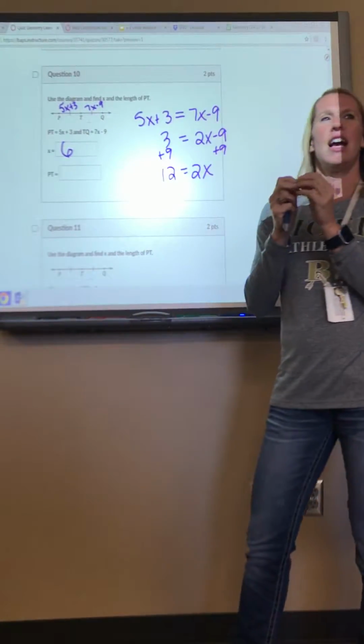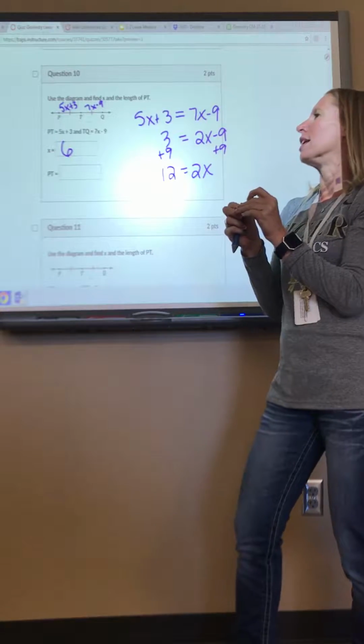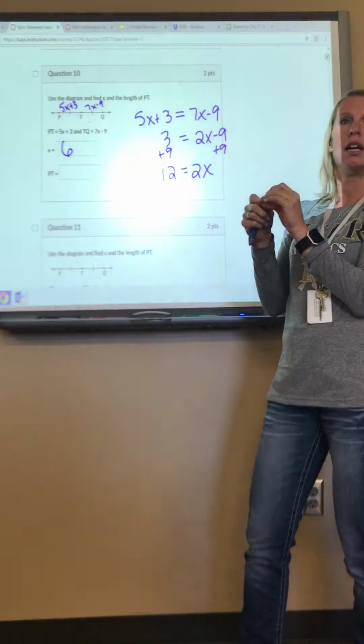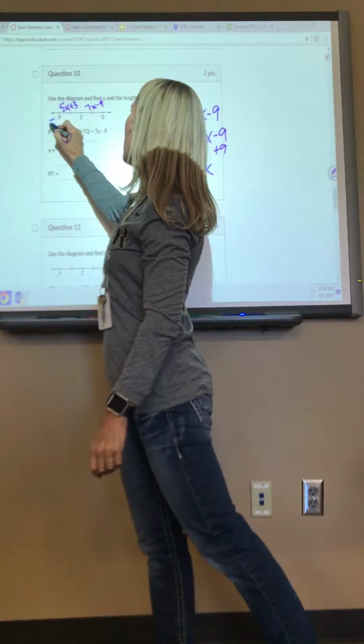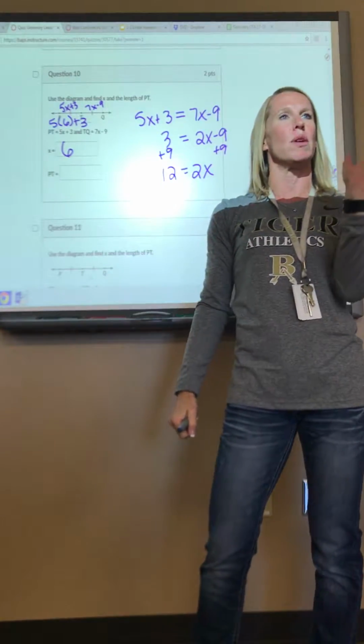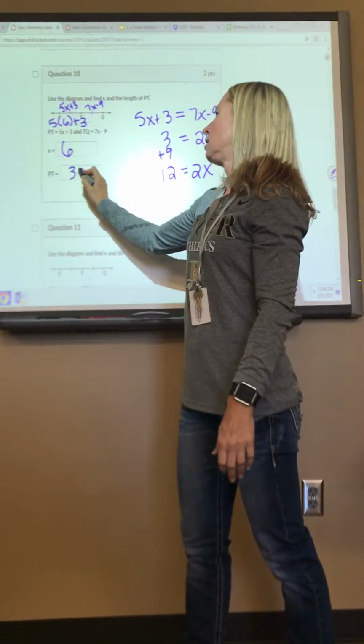Yeah. Now what do I do to find the length of PT? Plug in 6. 5 times 6 plus 3. 5 times 6 is 30. What's 30 plus 3? 33. Oh, dang, that was easy.